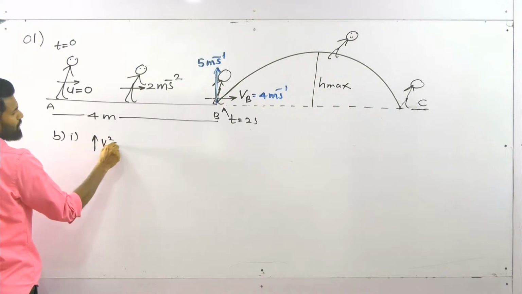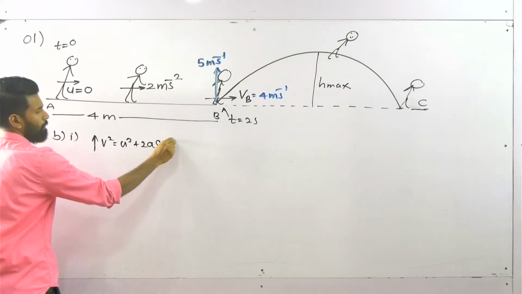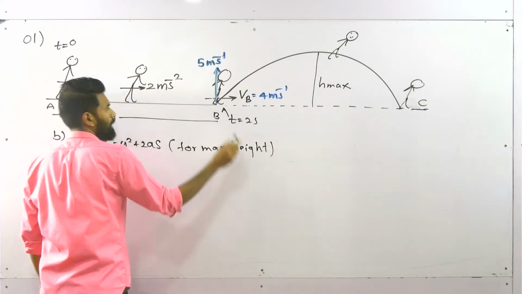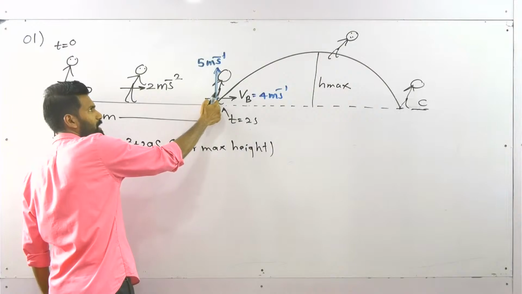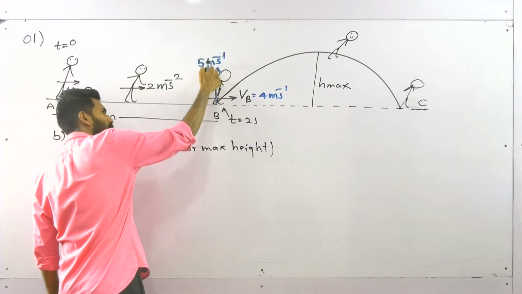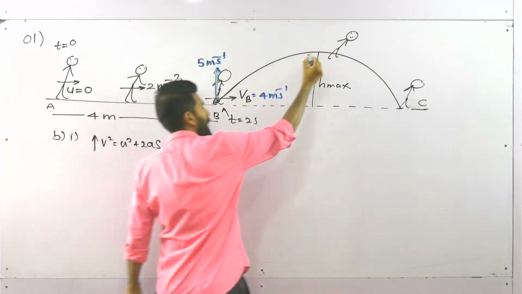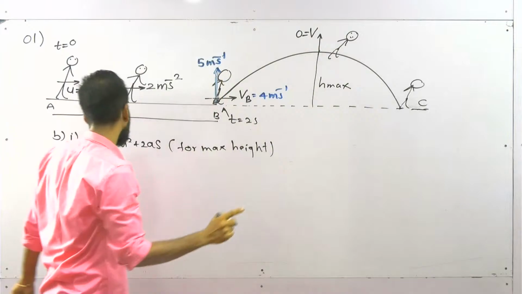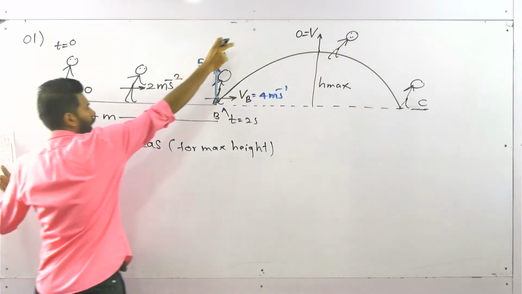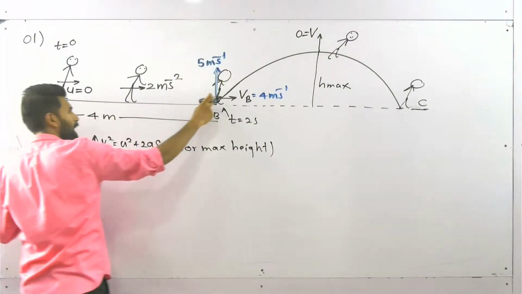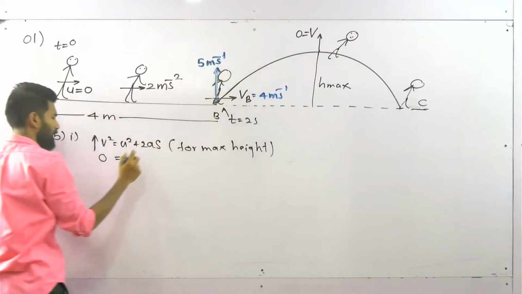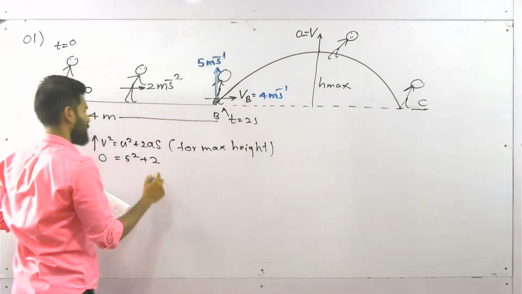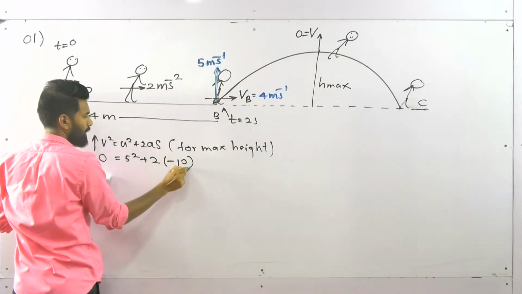Applying v squared equals u squared plus 2as for max height. Initially, the athlete got a 5 meters per second velocity upward as the initial upward velocity. At the maximum height, the upward velocity is 0. So I'm applying the equation upward. At the beginning, she gained a velocity of 5 meters per second, so 5 squared. When an object is moving upward, it's under motion under gravity, so acceleration is minus 10, times H max.